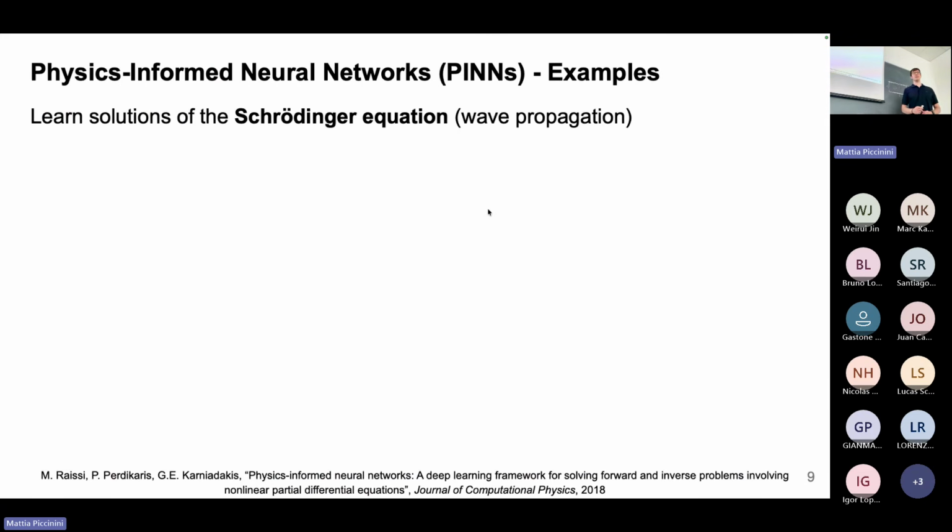Okay, let's start closer to Raisi's paper. Actually, this application is in the paper by Raisi, which is again related to the solution of partial differential equations. And it's a complex one in this case.